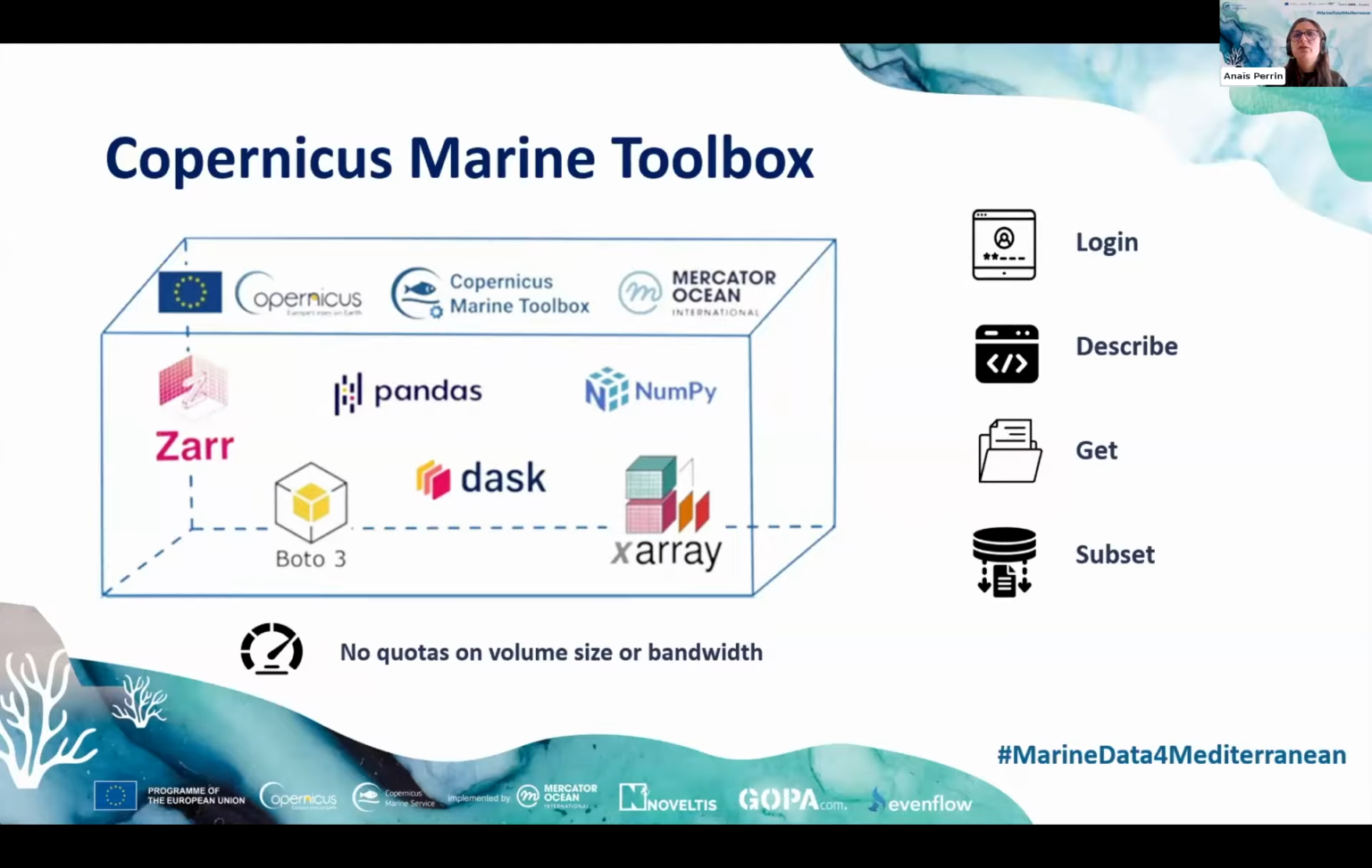The Copernicus Marine Toolbox has four main functions. The first one is the login function. This function generates an encrypted file containing your login credentials, so you don't need to enter them every time you download data. The second function is called describe. It allows you to retrieve detailed metadata about the chosen product and dataset.